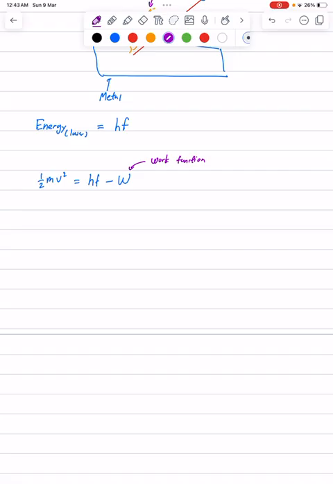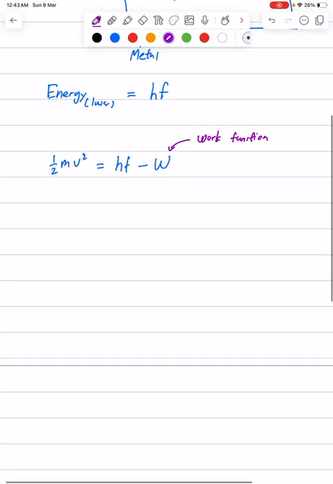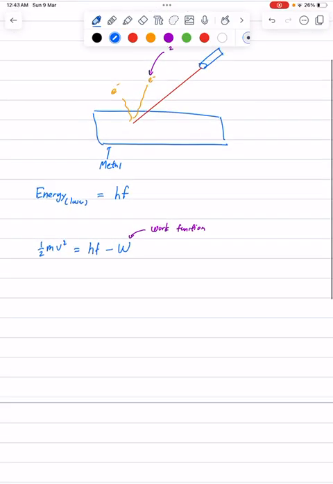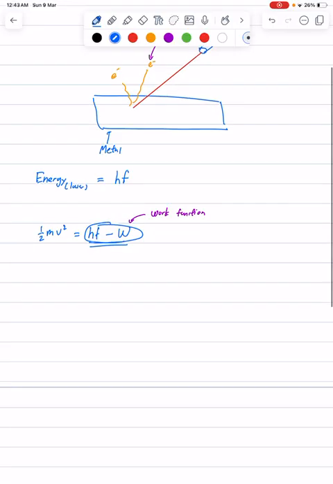So the electron will only be ejected if this is positive. If this is positive, the electrons will contain kinetic energy and will be ejected. Otherwise, the electrons will still be bound to their nucleus or still be in the lattice.